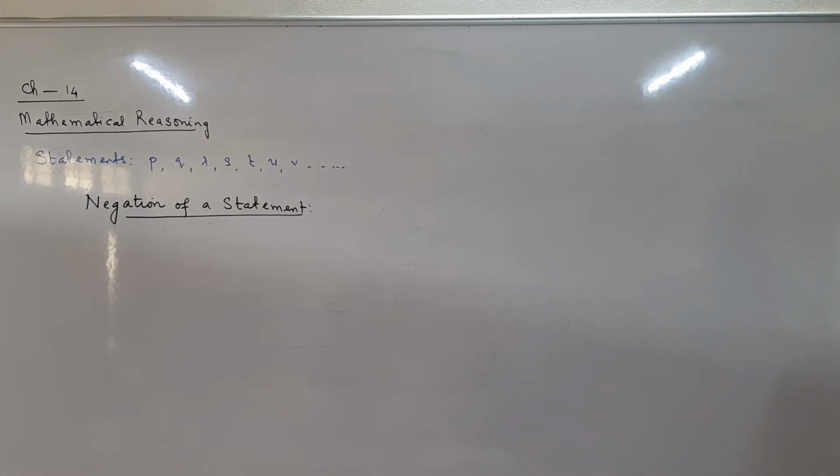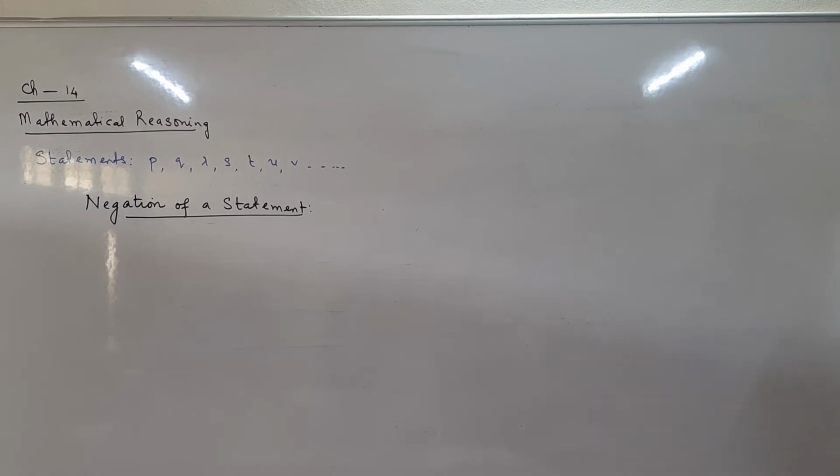Now, students, pay attention. We have the chapter of mathematical reasoning in JEE Mains. But students, we do not have the chapter of mathematical reasoning in JEE Advanced. In Mains, always one question of mathematical reasoning is asked. But in JEE Advanced, we do not have this topic.